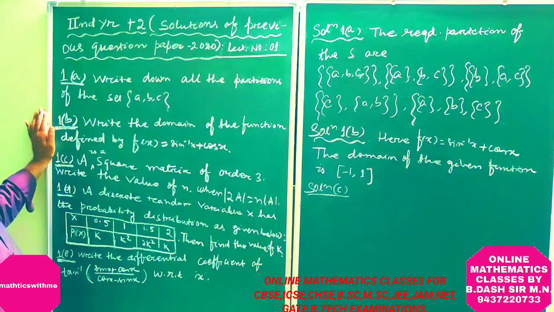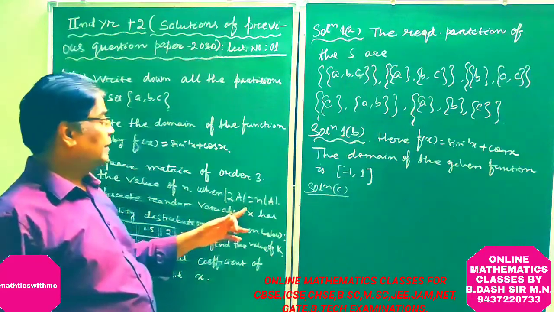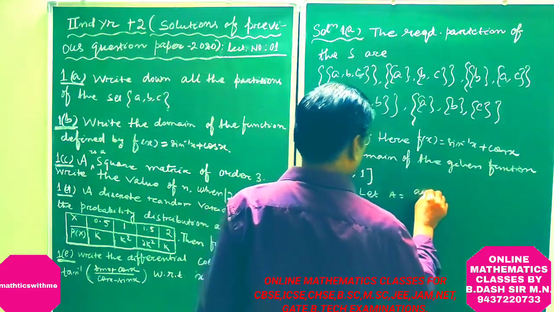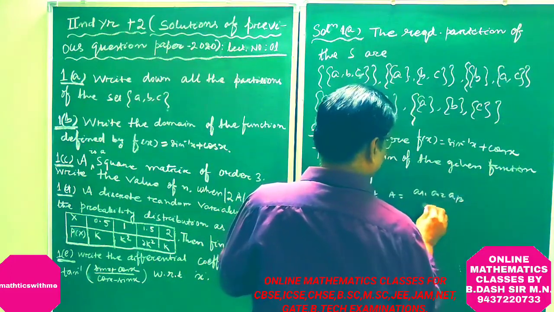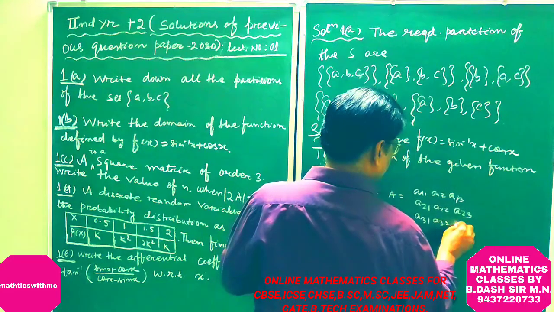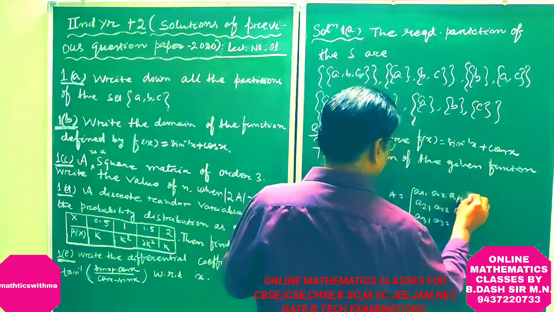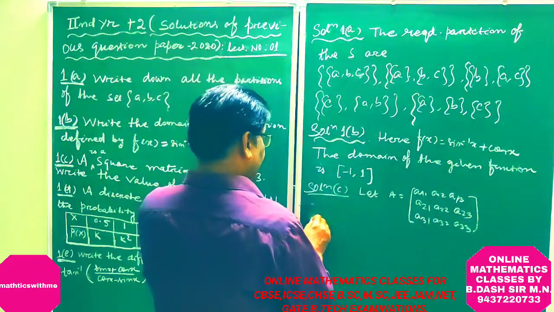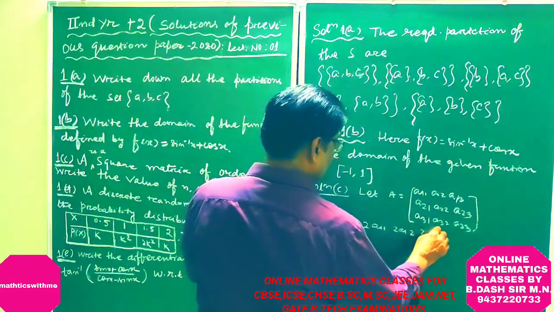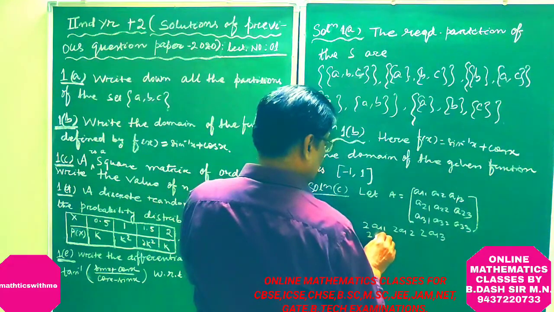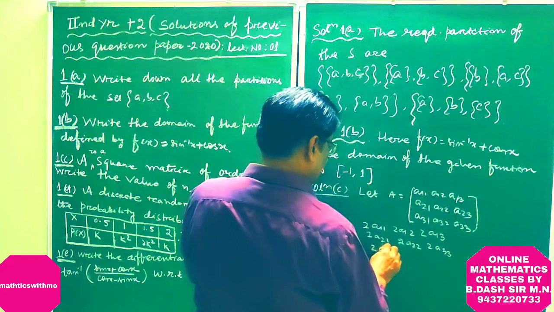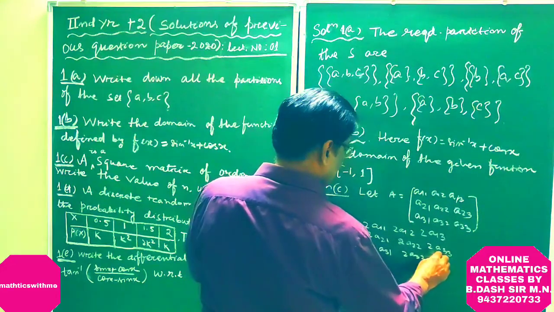Here A is a square matrix of order 3. Write the value of n when determinant of 2A is equal to n into determinant of A. So let A be the matrix with rows a11, a12, a13; a21, a22, a23; a31, a32, a33. This is a square matrix. This implies 2A is the matrix with entries 2a11, 2a12, 2a13, 2a21, 2a22, 2a23, 2a31, 2a32, 2a33.